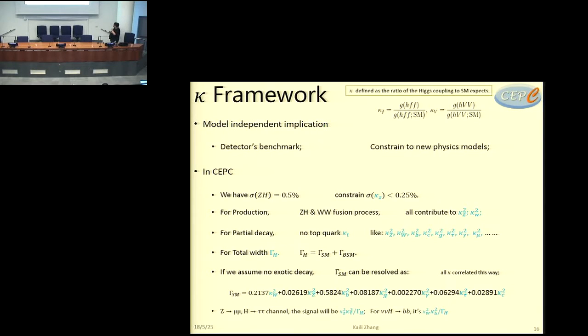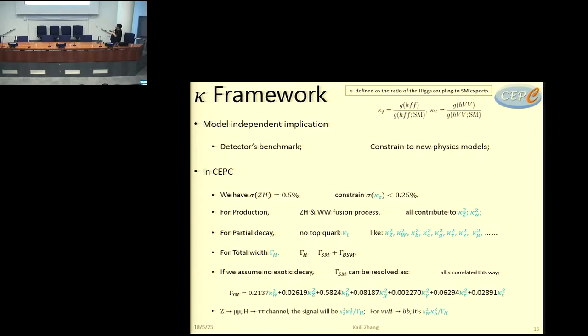And in slide 16, I will give an introduction of the kappa framework. Here we know that the kappa framework is a model-independent interpretation, and this can be used for detector benchmarks and also for considering new physics models. Many theorists like this model very much. And in CEPC, we have a very wonderful constraint on the cross-section of the ZH process by the recoil mass method, and this can constrain the kappa Z at a very good level.